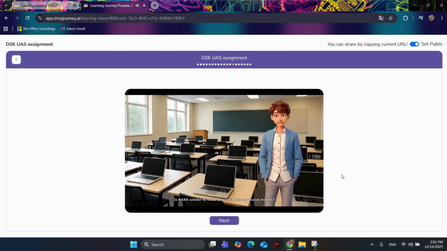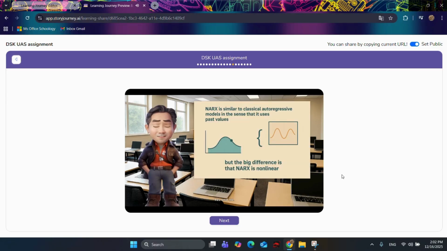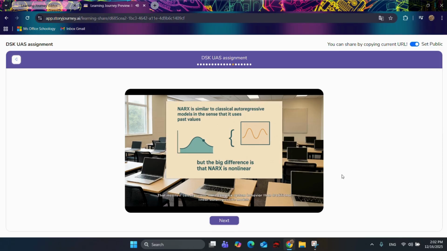Is NARX similar to those classical autoregressive models? Yes and no. It's similar in the sense that it uses past values, but the big difference is that NARX is nonlinear. That means it can represent more complex system behavior than traditional linear autoregressive models.